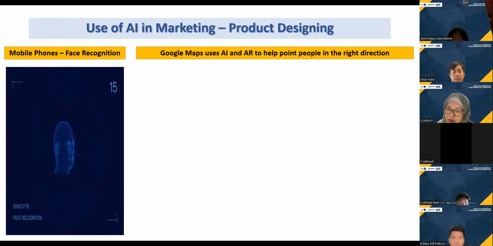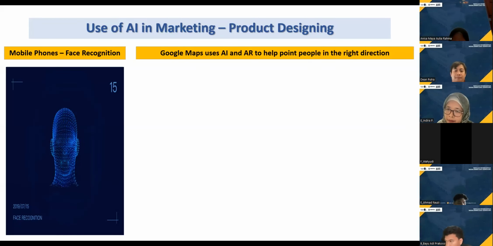With the help of artificial intelligence again, that face recognition feature is a part of your product designing, which is a part of marketing. So as a part of my mobile phone, one of the features that I'm offering in my phone is the face recognition feature, which works with the help of artificial intelligence, without which you cannot offer that feature to the consumer.